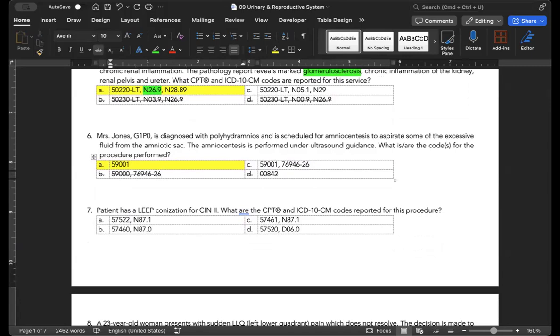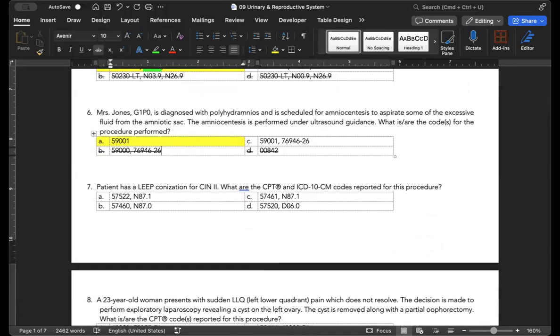Perfect. Number 7, patient has a LEAP conization for CIN2. So what are our CPT and ICD-10 codes? We have 2 that are really close, 57522 and 57520. And then 2 that are really close, 57460 and 61. Or you can go with your ICD-10 and rule out. Which one do you guys want to do? Do you want to do CPT or ICD-10 first? I have my CPT open. So let's do CPT.